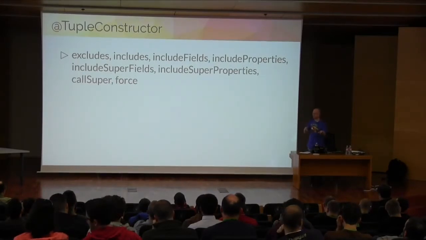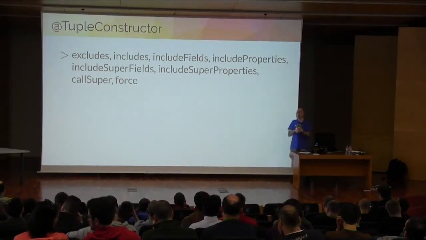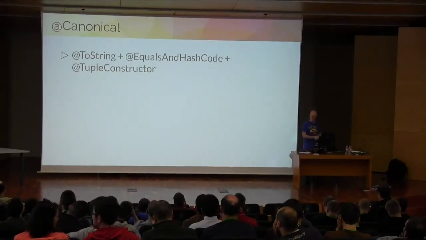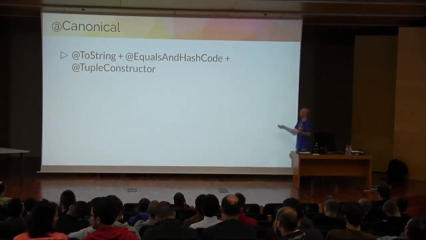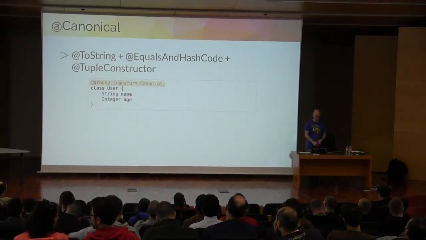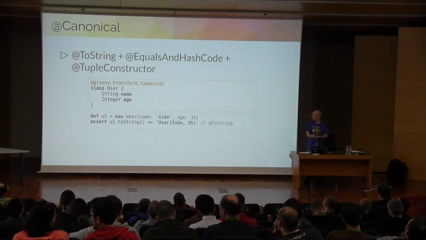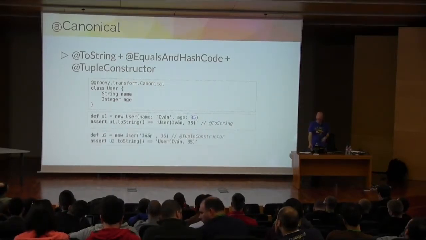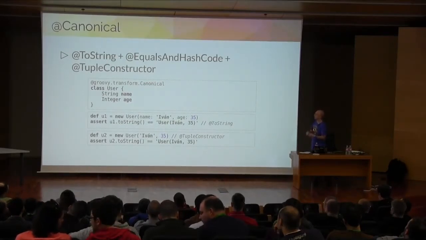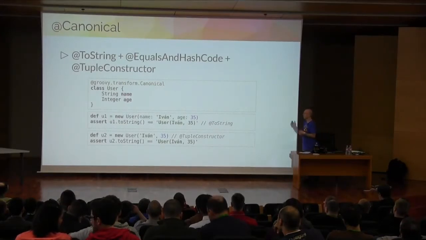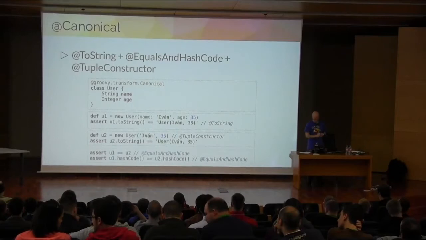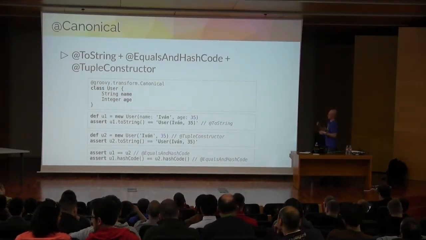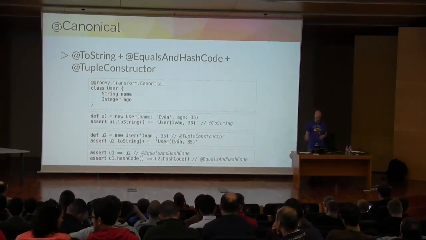And as these three annotations you usually write or use together, you can just use @Canonical. That is a meta-annotation with these three: toString, equals and hashCode, and TupleConstructor. So now we can annotate the class with @Canonical, and if we create a new user and check the toString, it will be valid. It will be this one because the toString annotation is applied. Then we can create a new instance with the same parameters using the constructor from the TupleConstructor annotation, and then we can check the hash code and the equals, because this annotation has also been applied.